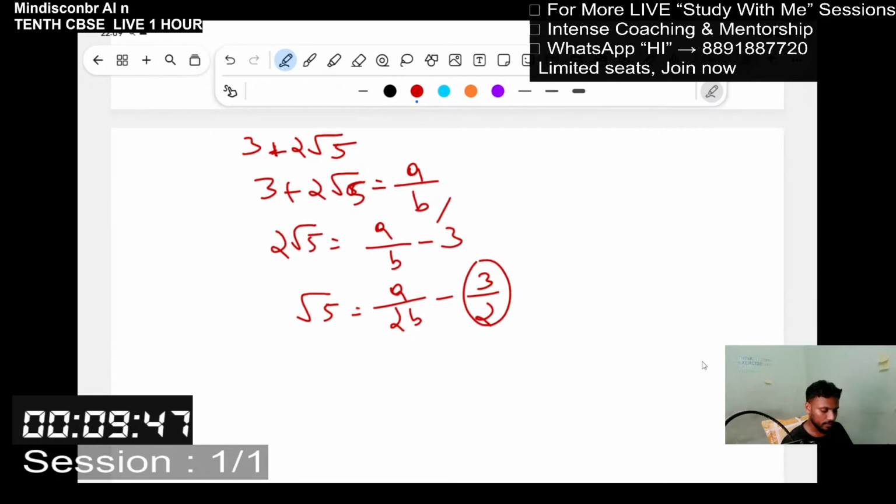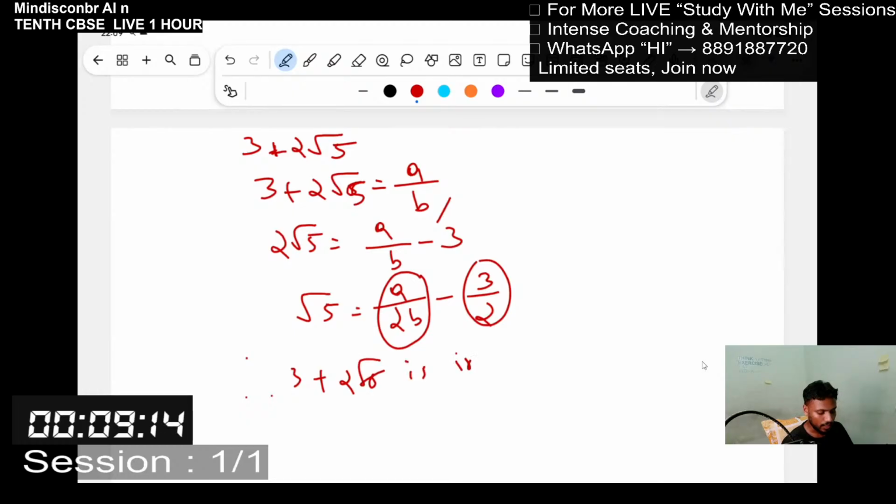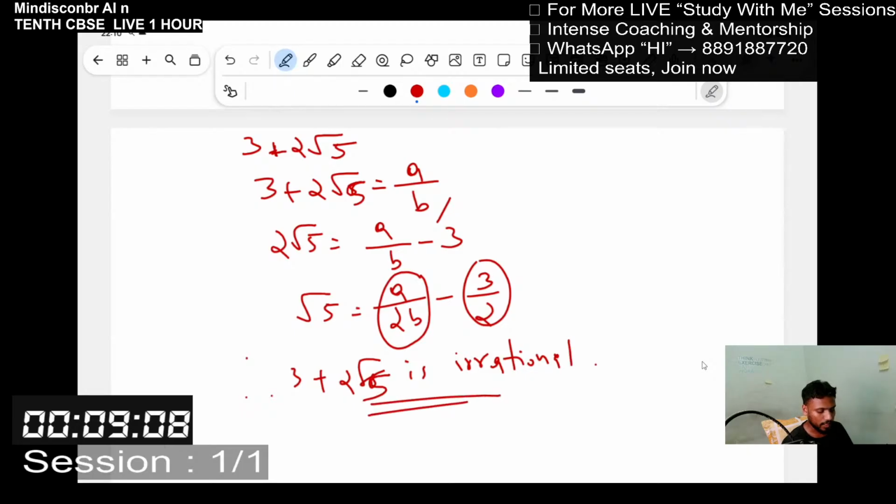This is a rational number. This is also a rational number. So a rational number minus a rational number is a rational number. We get root 5 is rational. This is wrong because root 5 is irrational. We get this contradiction because of our wrong assumption that 3 plus 2 root 5 is rational. So 3 plus 2 root 5 is irrational, as we are writing it in the same format.